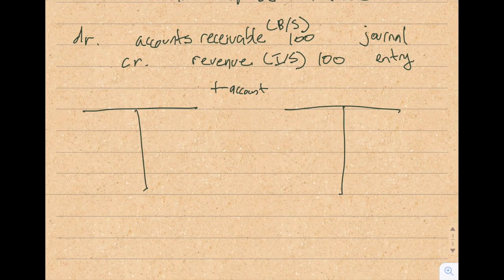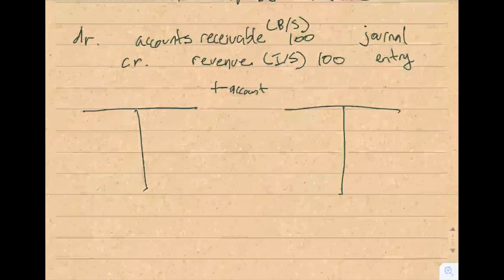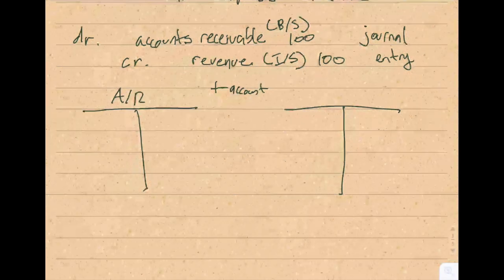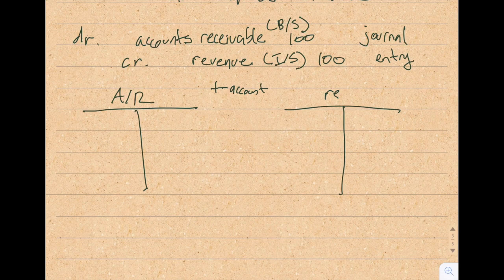A T account is a summary of the journal entries, right? Because you could have tons of journal entries and they might affect the same account over and over and over, right? So you want to keep track. So these T accounts are going to be called accounts receivable and revenue, because that's what we're working with right now.